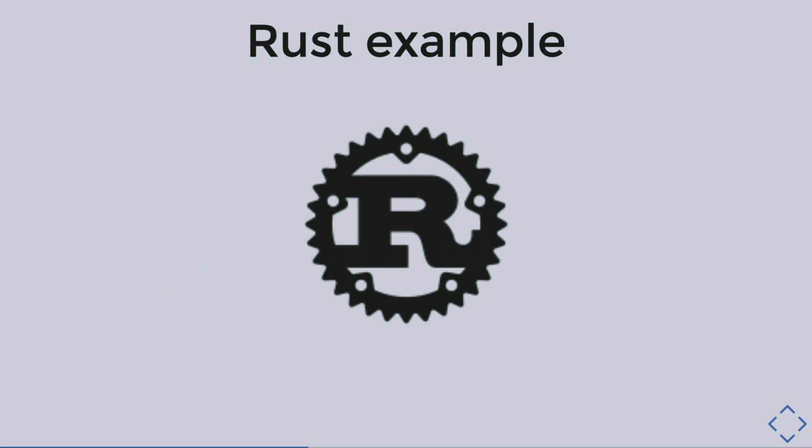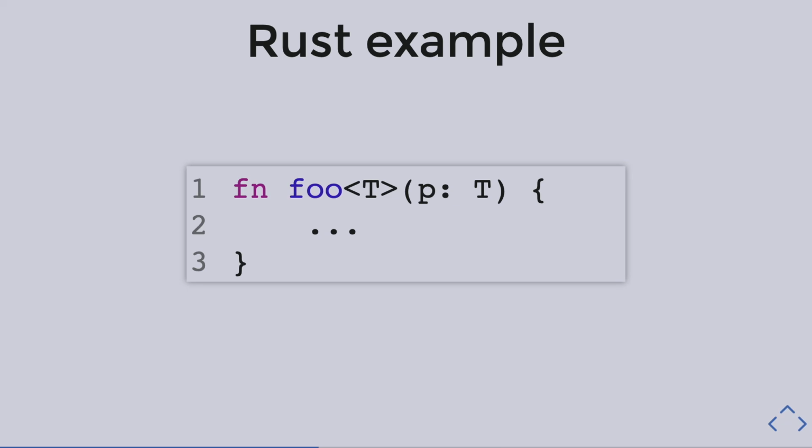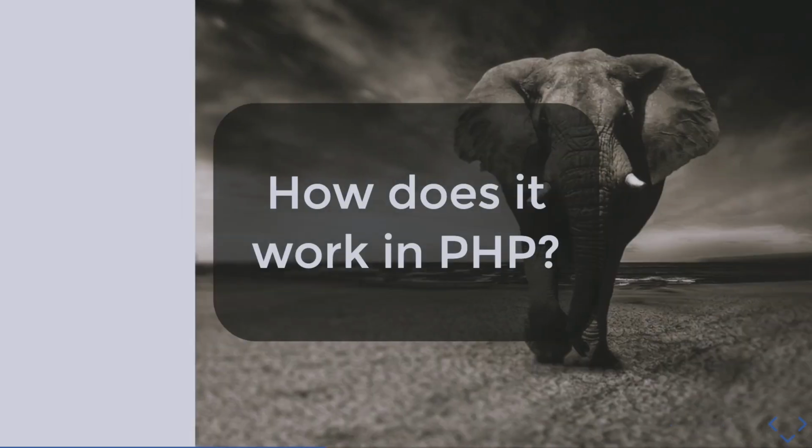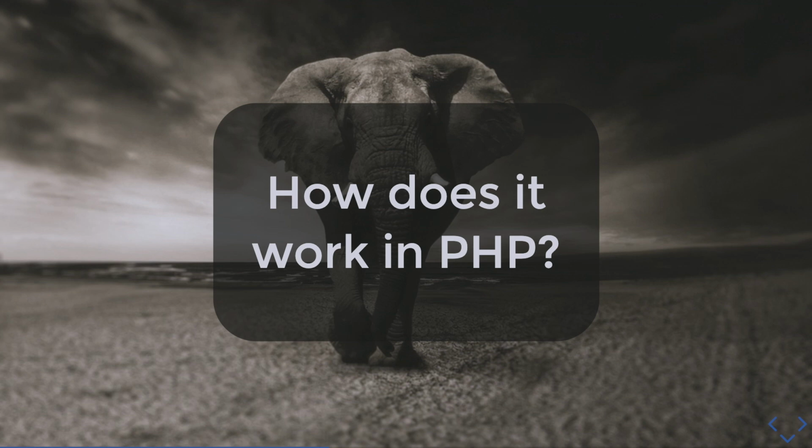Now, very quickly, a Rust example, just to see that it's kind of the same thing everywhere in any language, still with the angle bracket and so on. So very quick. So now, how does it work in PHP?